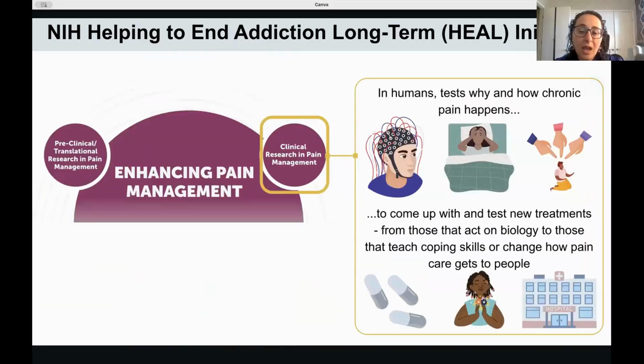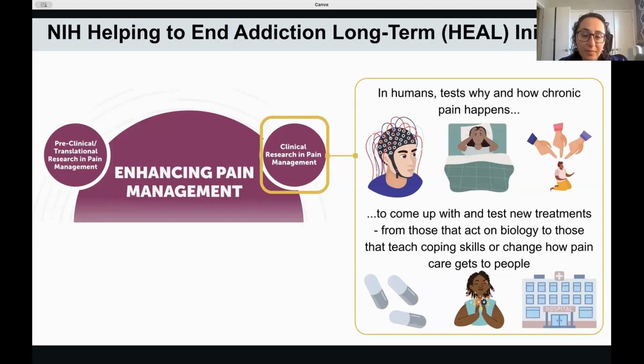Next slide. And then the other arm of the HEAL initiative was really funding clinical research in pain management. So this meant funding research in humans to test why and how either acute or chronic pain happens, and to come up with tests and new treatments that act on the biology, to those that teach coping skills or change how pain care gets to people. And the HEAL initiative also really wanted to increase the workforce of pain researchers so that there could be more people studying pain to then hopefully translate that research into clinical care for people living with pain.